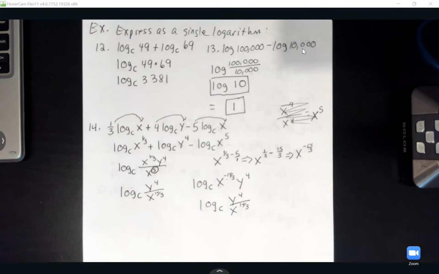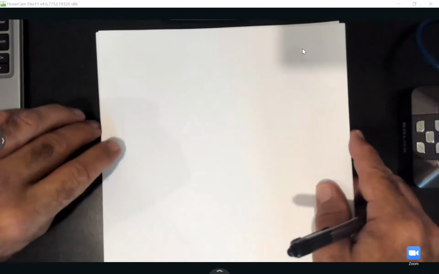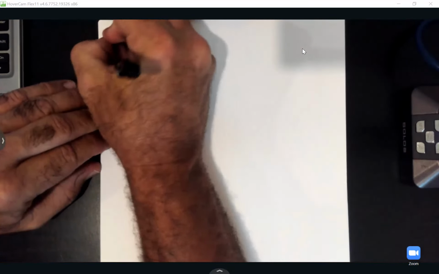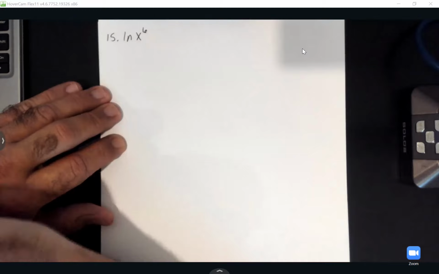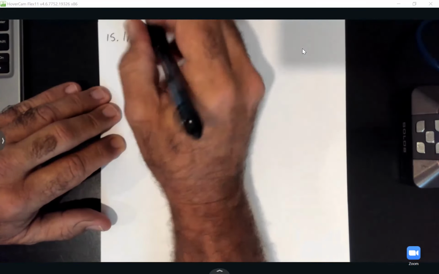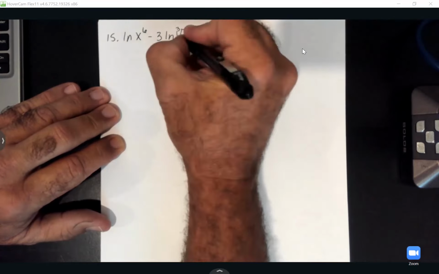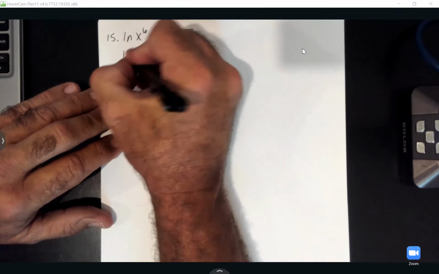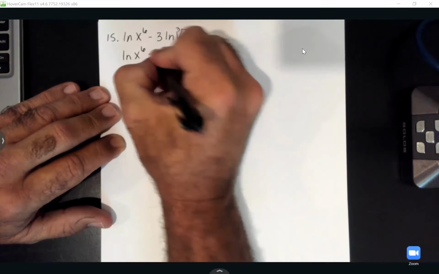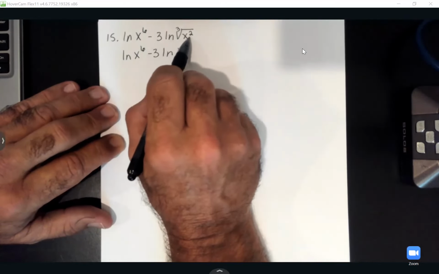All righty, so that was what, 14? Woo, here comes another tricky one, so let me get 15 ready. All right, y'all, ln x to the 6 minus 3 times ln of a cube root of x squared. So the first thing I'm going to do is convert this radical. So I'm going to bring down that ln x to the 6 minus 3 ln. Remember, I'm converting the radical now. I got a cube root of an x squared.